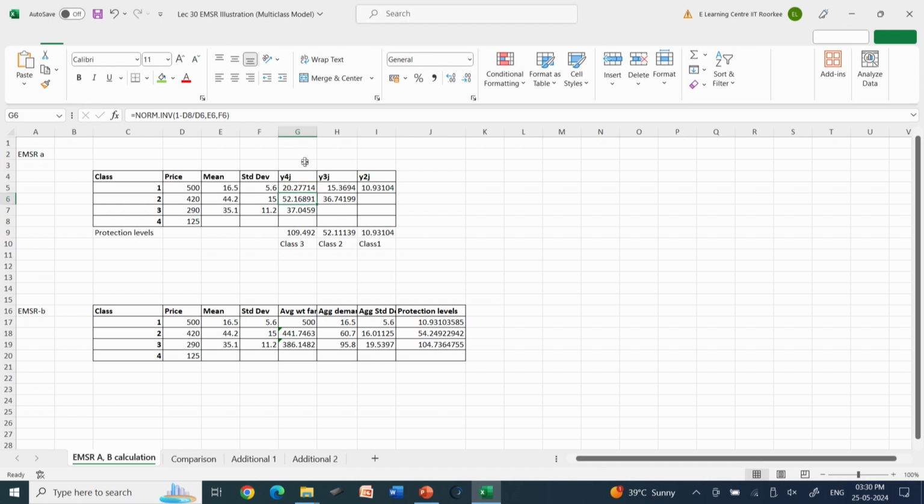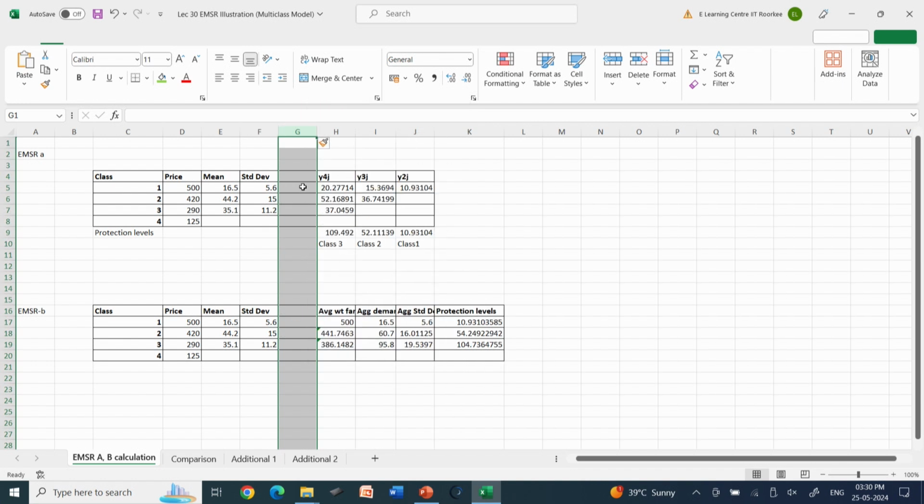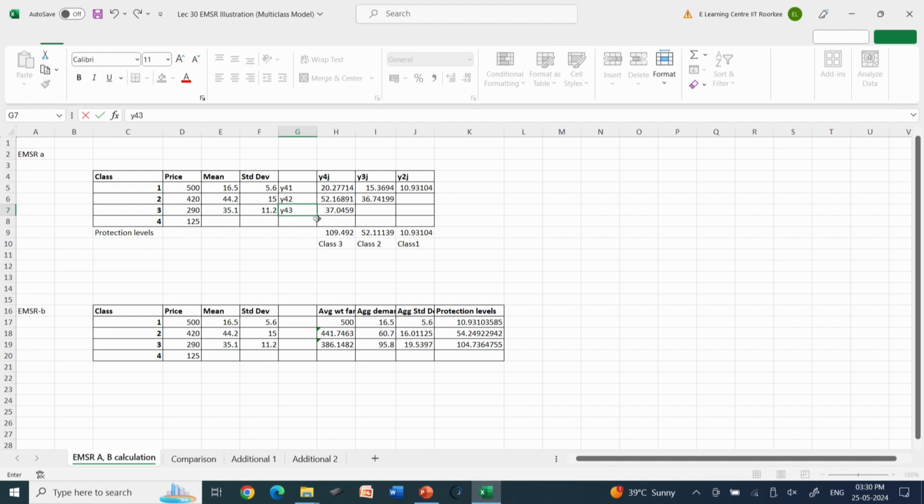Y4, if I insert one column, so this becomes Y41, this is Y42, and this is Y43. And then to calculate my protection label here, Y4, that is the sum of Y41 plus Y42 plus Y43.